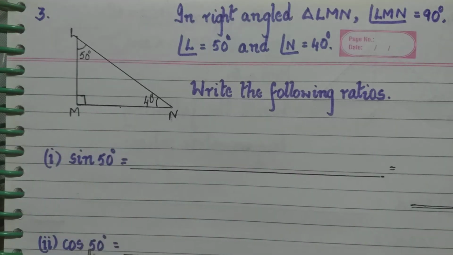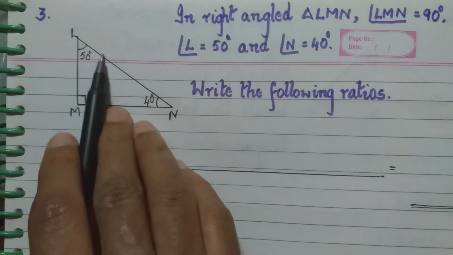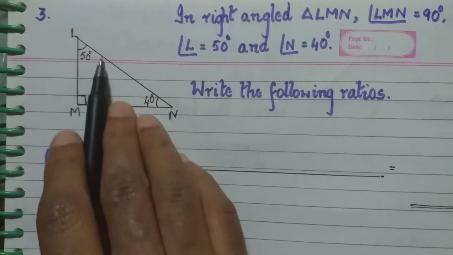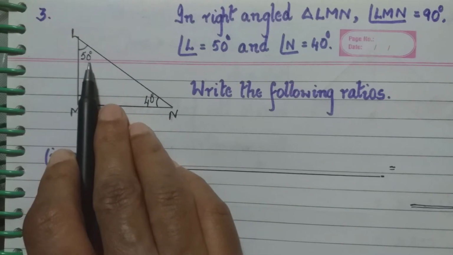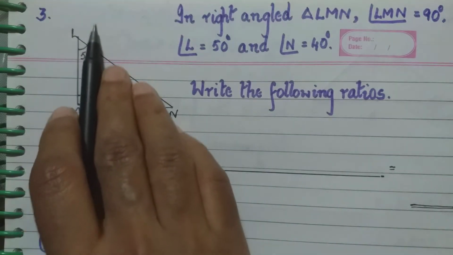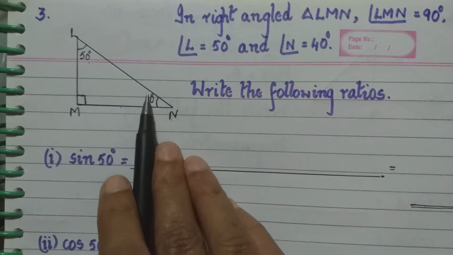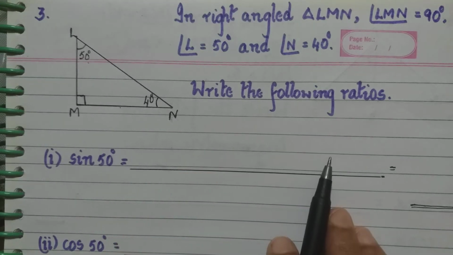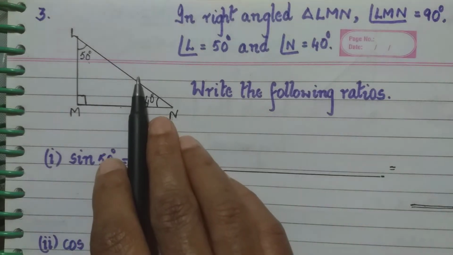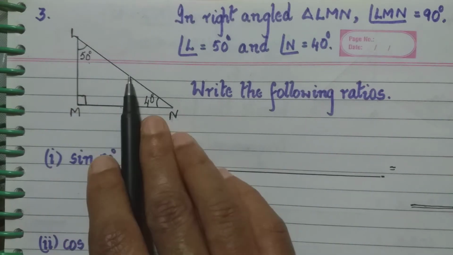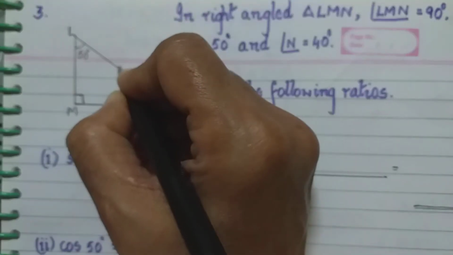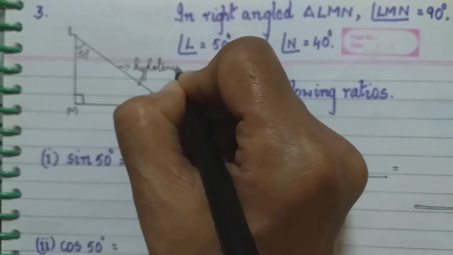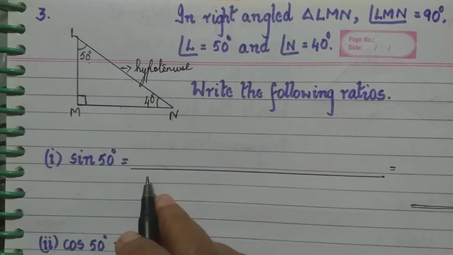Now you will see here, when the question is asked, they have referred to the angle and not the vertex. So we have to consider it according to that. If they mention 50 degrees, means they are referring to vertex L. If they consider 40 degrees, means they are referring to vertex N. So according to that, we will write the answer. First of all, we have to identify the hypotenuse, which is opposite to the right angle. So here LN is the hypotenuse. So we write that. After we write it, now we go to sine 50 degrees.